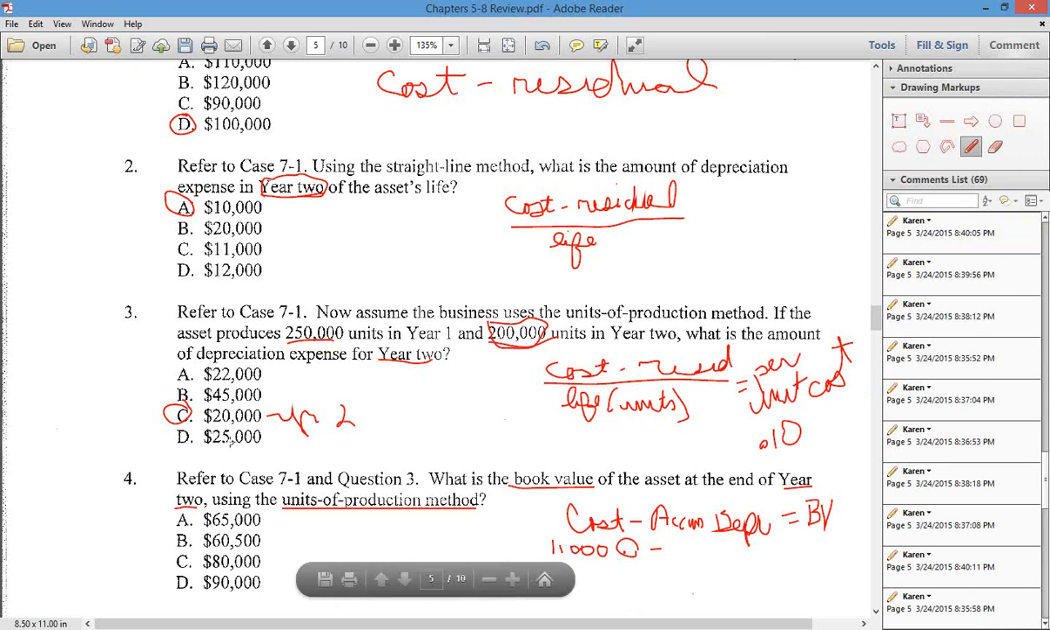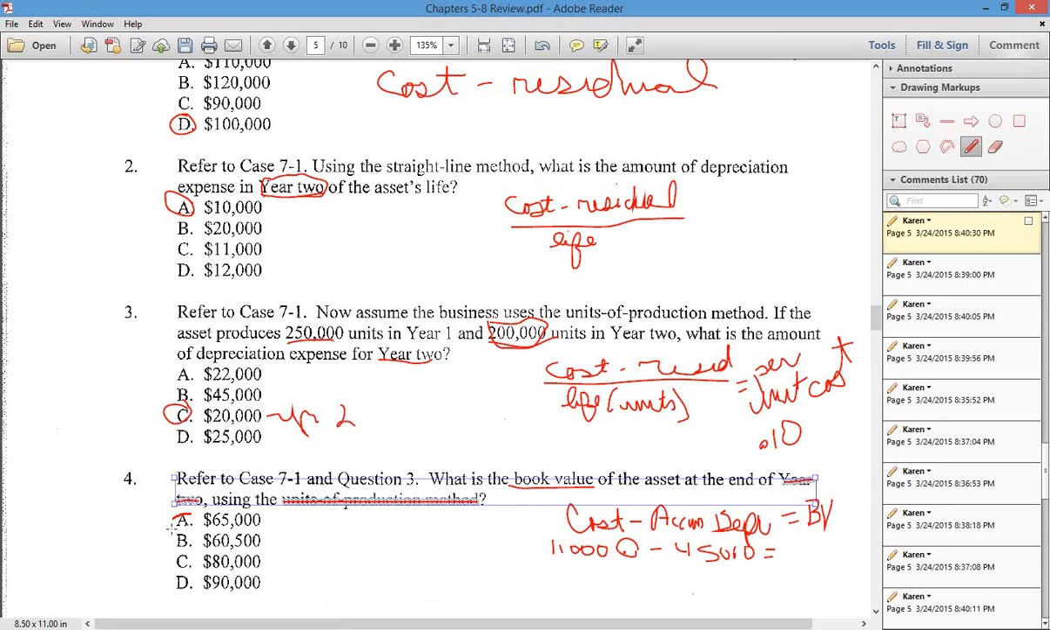Minus 25,000 plus 20,000 is 45,000. So that's going to be 110,000 minus 45,000 to give us 65,000. Do you see that? Because in year 1, we would have had to take it 250,000 times 10 cents to get 25,000.